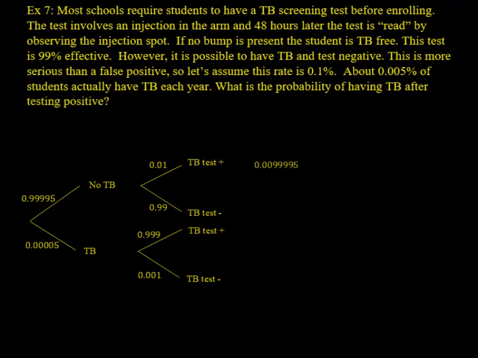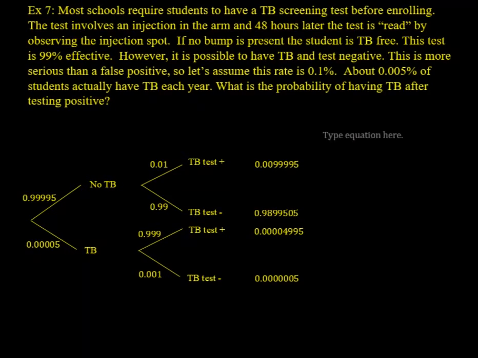Finally, we're ready for the ands. The no TB and positive test is 0.0099995. The probability of no TB and a negative TB test will be 0.9899505. So we just multiply these through. That was 0.99995 times 0.99. Probability of TB and a positive TB test is 0.0004995, which was the 0.00005 times 0.999. Probability of TB and a negative TB test is 0.001 times 0.00005. So we have all those zeros and a 5.